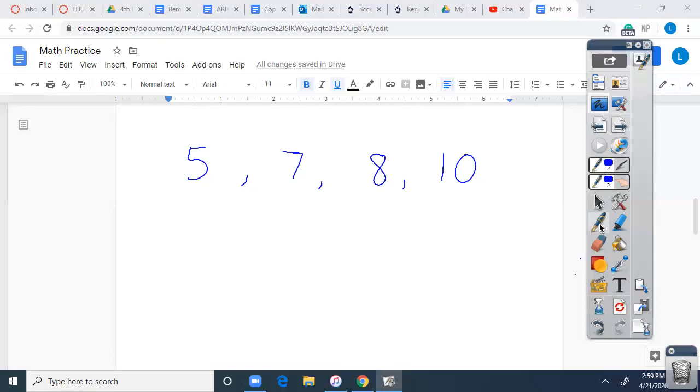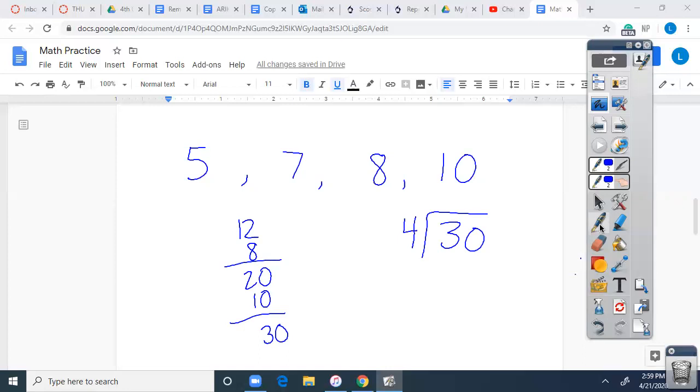Okay, so we got to add them all up. So 5 plus 7 is 12, plus 8 is 20, plus 10 is 30. Okay, so we've got 30 pieces of pizza, and we're going to divide it by what? Divide it by 4. So 4 goes into 30, not evenly, but how many times does it go in? It can go in at least 7 times, right? 7 times 4 is 28. We're going to subtract, and we get 2. So there's a remainder of 2.